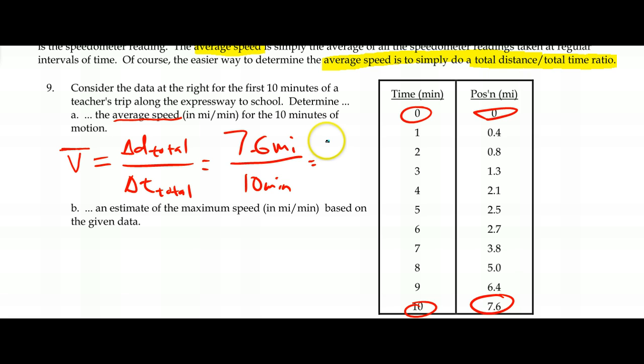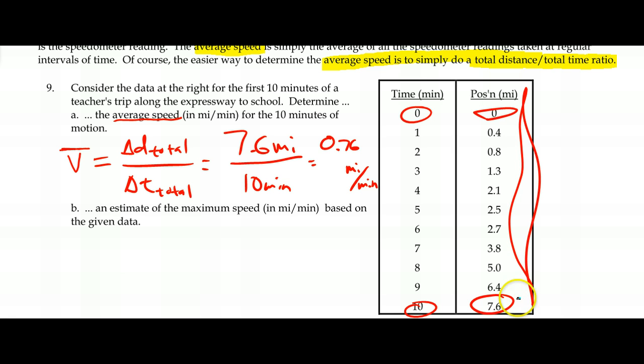So that is 0.76, and the units are miles per minute. Not a common measurement, but in this case we could do that. We could also turn it into miles per hour and see what that is.